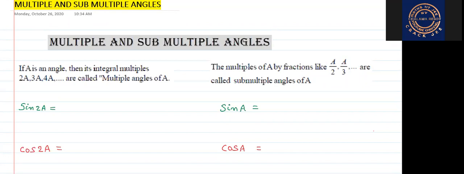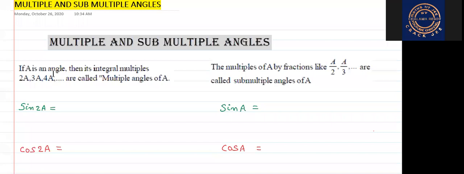In the previous class, we completed compound angles level 1 and level 2 problems. Now I am going to start multiple and submultiple angles. First, see the definition. What is a multiple angle and what are submultiple angles?